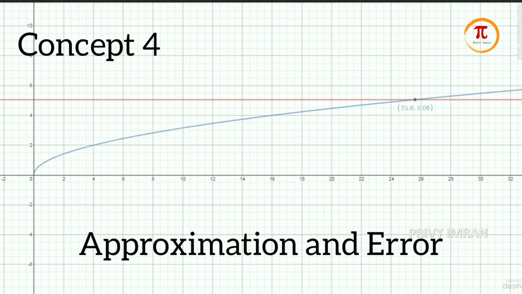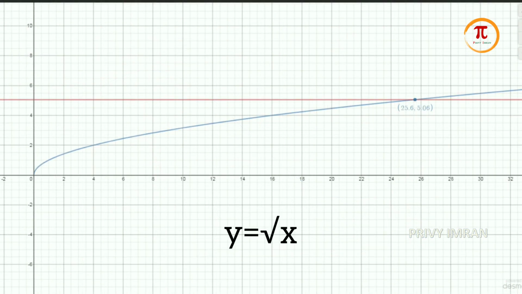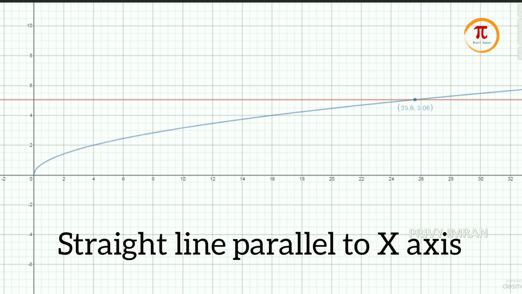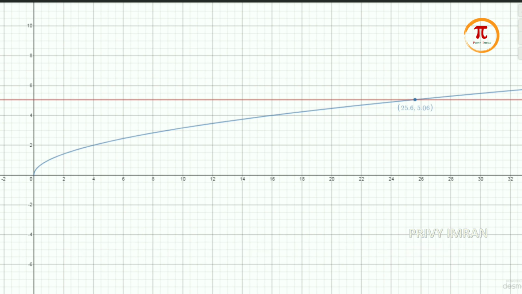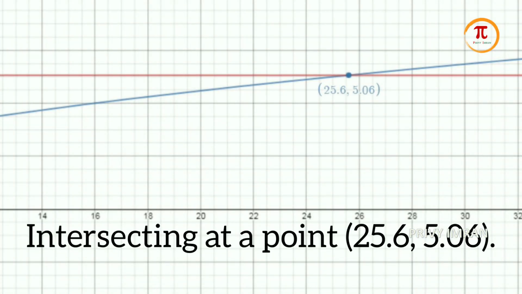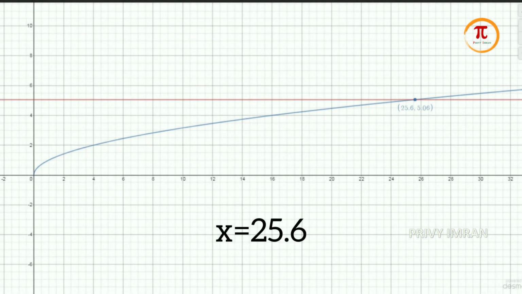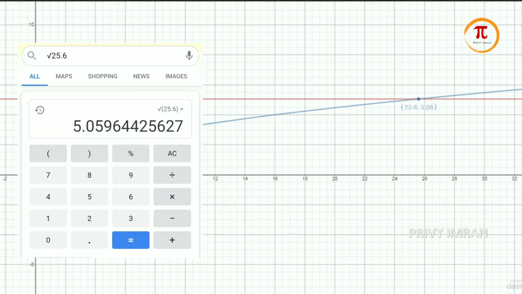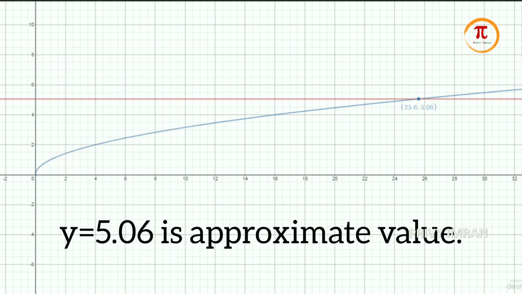Now let us learn about approximation and error. Now let me draw a graph y equal to root x and y equal to root of 25.6, which is a straight line parallel to the x-axis. If you observe, the straight line and the curve are both intersecting at the point (25.6, 5.06), meaning x is equal to 25.6, y equal to 5.06. But if you calculate root of 25.6 in the calculator, it gives you 5.059644252627. Meaning y equal to 5.06 is an approximate value.